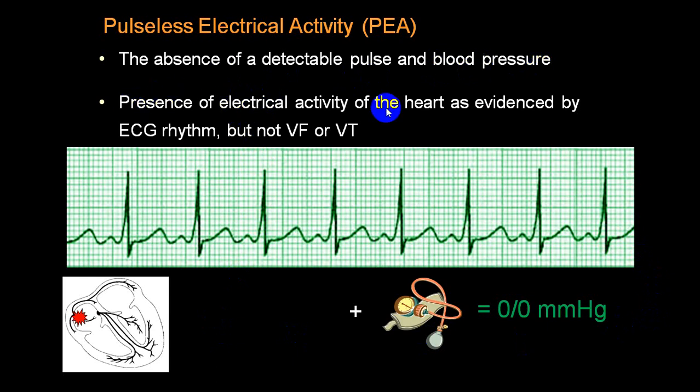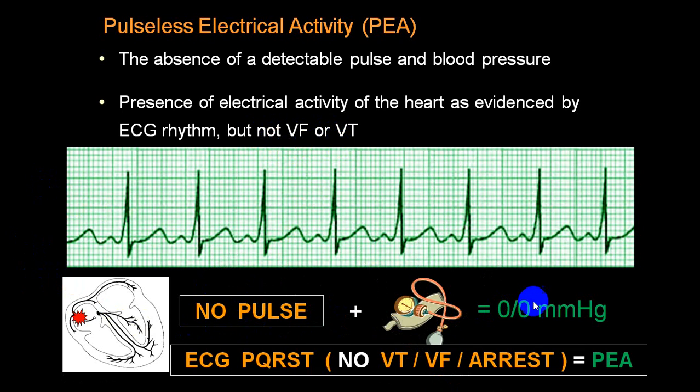So whenever you see electrical activity of the heart in the form of a P wave QRS complex, which looks like a normal sinus rhythm, but there is no ventricular flutter or fibrillation, or ventricular tachycardia, and the person is unconscious, there is no pulse, no blood pressure record, this is pulseless electrical activity. Another name given to this was electromechanical dissociation. So electrical activity is there, but there is no mechanical contraction of the ventricle. That is called dissociation. So pulseless electrical activity.